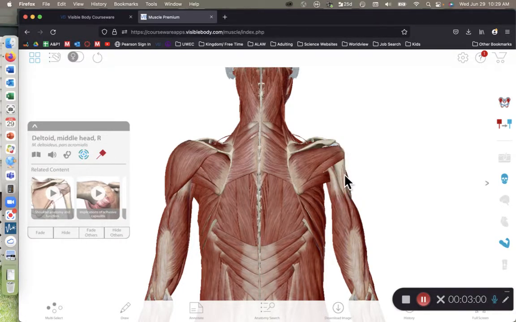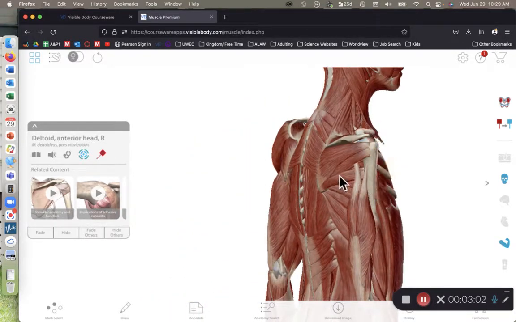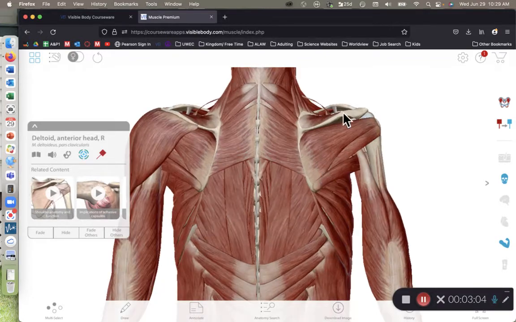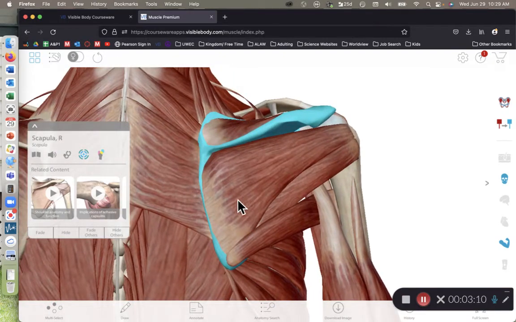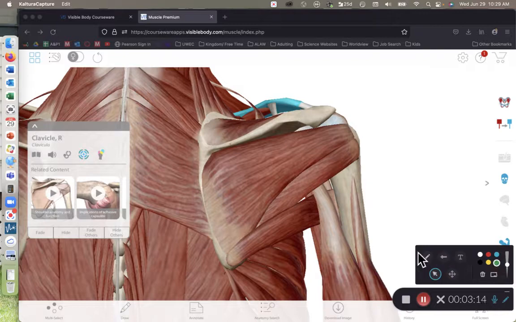And I'll get rid of the deltoid as well, all three heads of the deltoid on the right shoulder, to really better highlight the scapula. So here we're looking at a scapula. And our scapular spine, I'll go ahead and annotate with some green here, just to emphasize again, that green line represents the scapular spine.